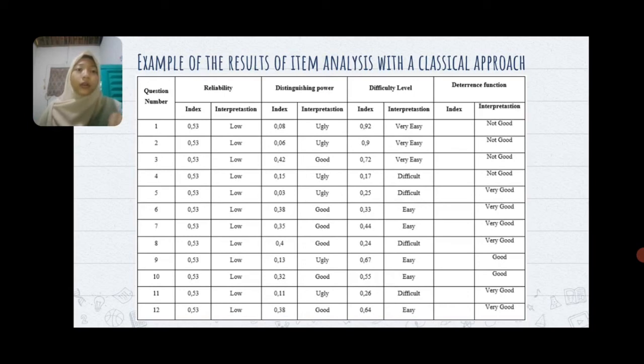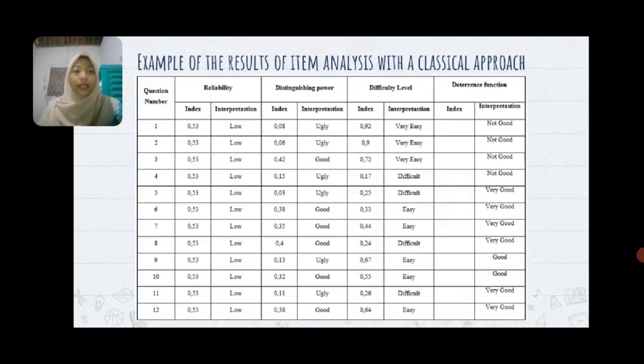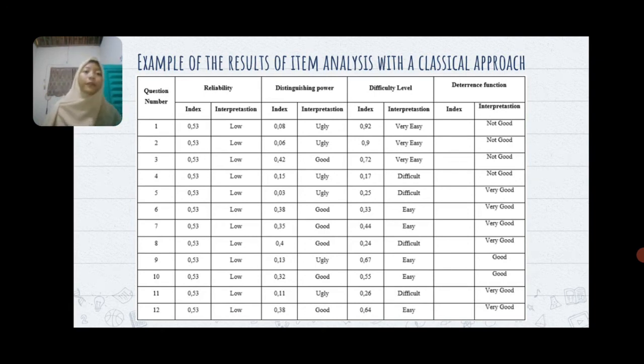Okay, so here is an example of the result of item analysis with a classical approach. We have question numbers 1, 2, 3 up to 30. And then we have the aspects of reliability, distinguishing power, difficulty level, and distractor function. Each aspect has an index and an interpretation.